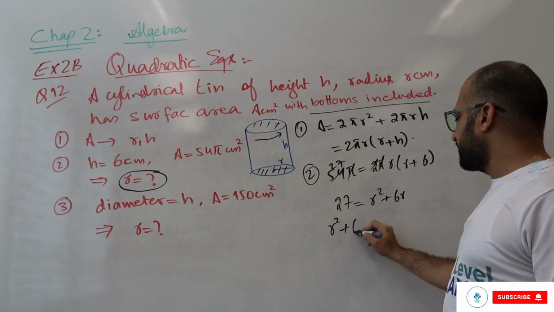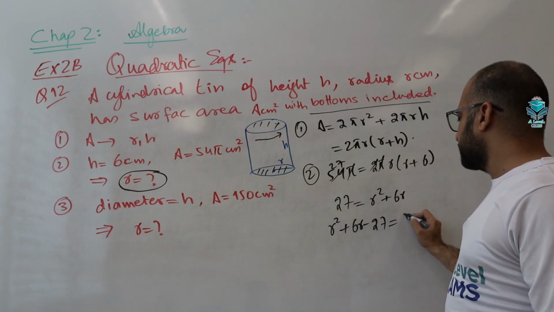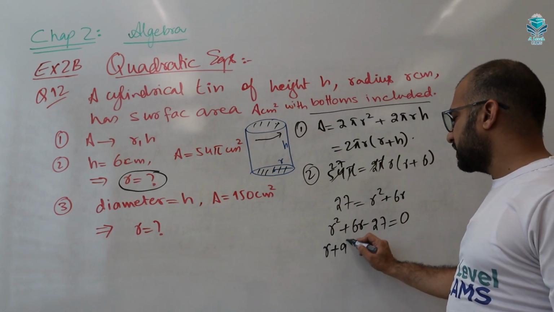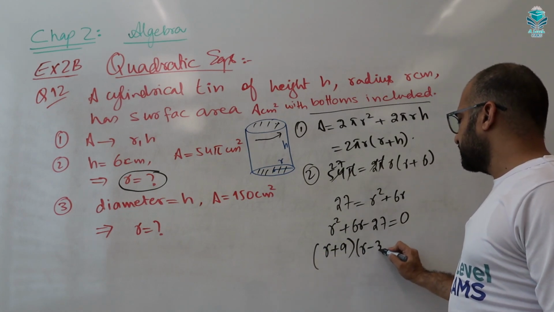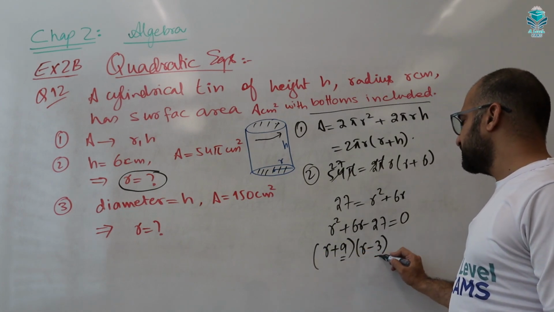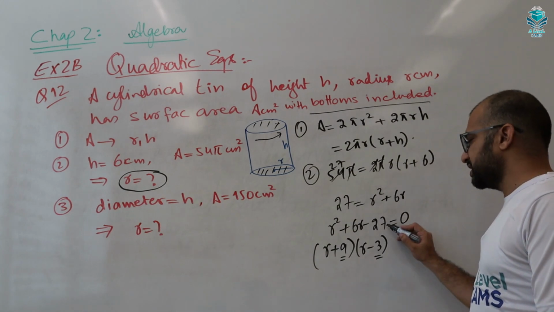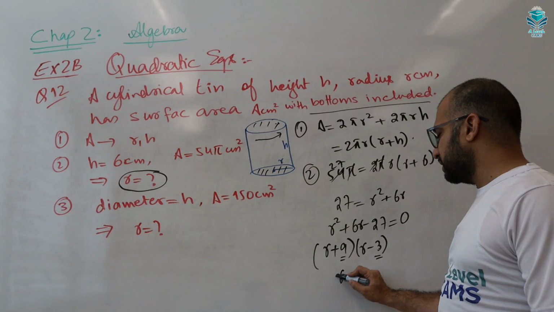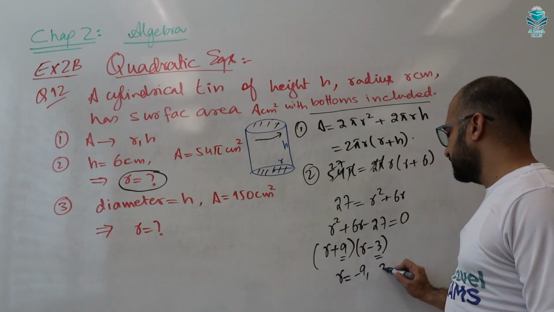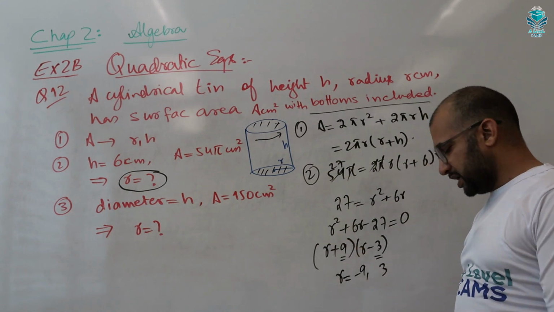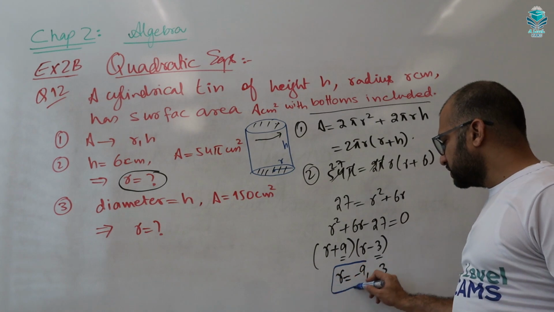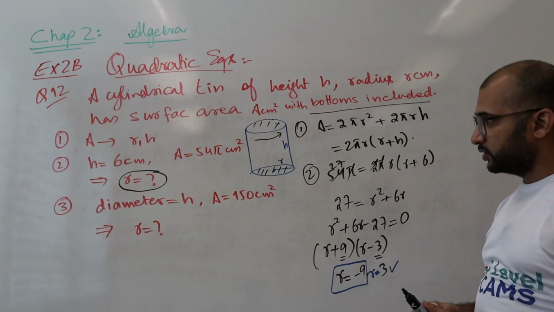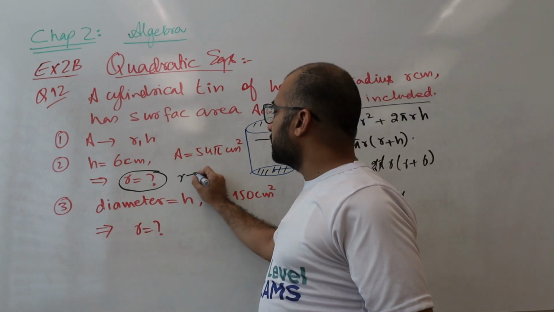So 27 is r square plus 6r. Rewrite the equation, you will get minus 27. So you can write r plus 9 and r minus 3. If you multiply 9 and 3, you will get minus 27, and if you add, you will get 6. So here are two possibilities: r is minus 9 and 3. Since radius cannot be negative, we ignore this value and only consider r equal to 3. So your answer is r is 3.